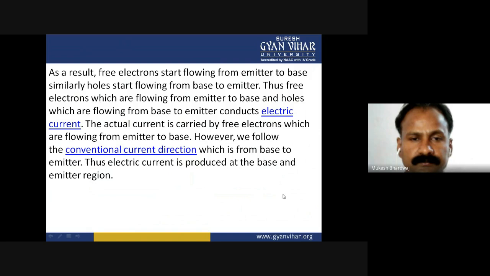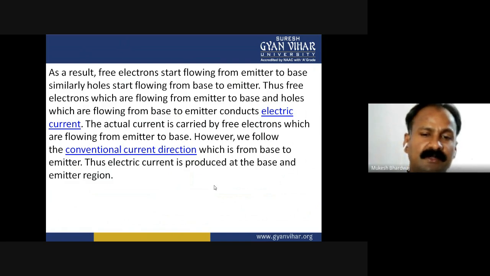Now, as a result, free electrons start flowing from emitter to base. Similarly, holes start flowing from base to emitter. Thus, free electrons flowing from emitter to base and holes flowing from base to emitter conduct electric current. The actual current is carried by free electrons flowing from emitter to base. However, we follow the conventional current direction, which is from base to emitter. Thus, electric current is produced at the base and the emitter region.